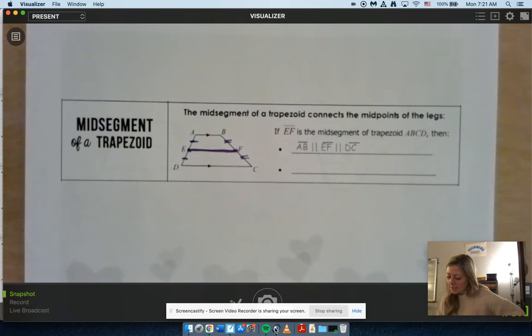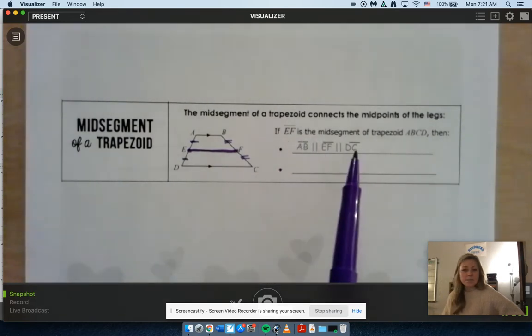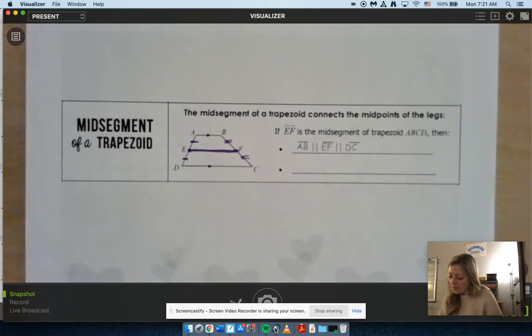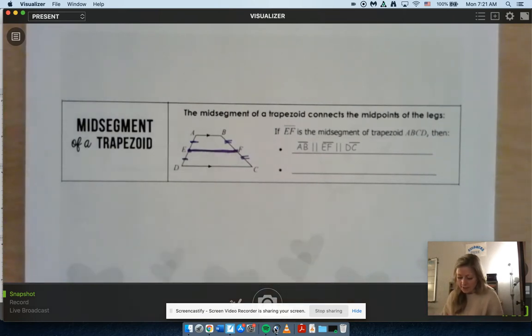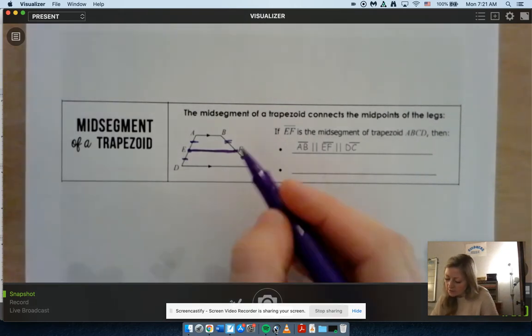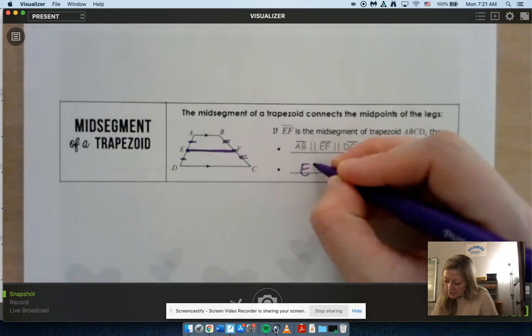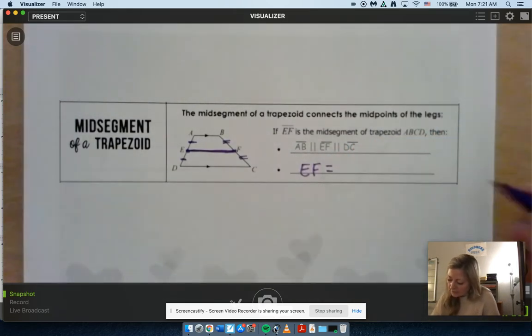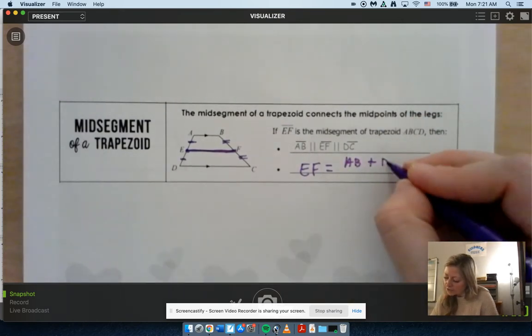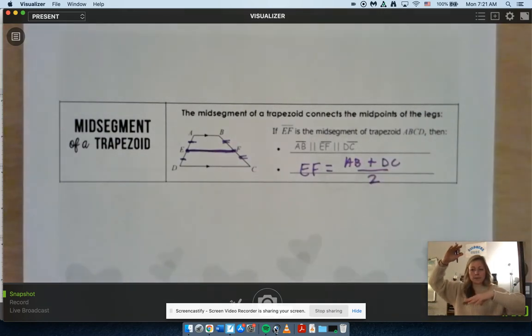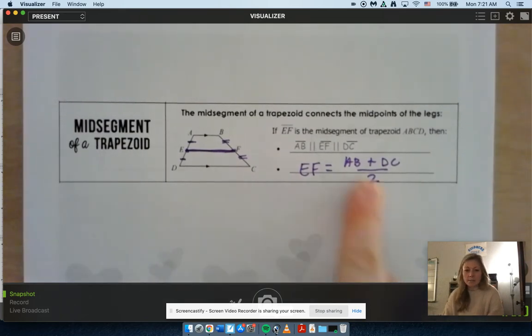Okay, so it says if EF is the mid-segment of trapezoid ABCD, then AB is parallel to EF, which is parallel to DC. So when this happens, all three of these segments here are parallel, meaning they're never going to intersect. And then we also have a fun little formula to help us find these measures. So if we were looking for the length of EF, it's pretty easy. All you do is you add the length of AB plus the length of DC and divide by 2. So you take your two bases that they give you, whatever those measurements are, add them, and then divide by 2, and that's how we get the mid-segment.